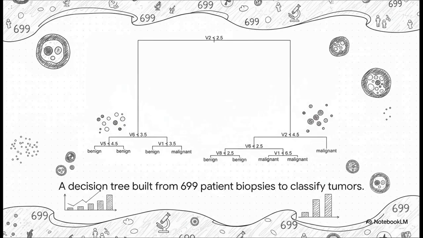And here it is. This is the actual tree the machine built. Now, I know it looks way more complicated, but the logic is identical. It's still just a series of questions. But instead of outlook or wind, it's asking about clinical measurements like cell uniformity or clump thickness, which is seen here as V1, V2, and so on, all learned from almost 700 real patient samples.